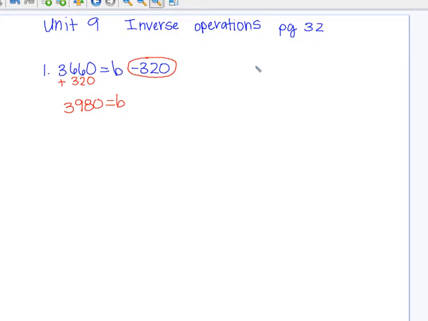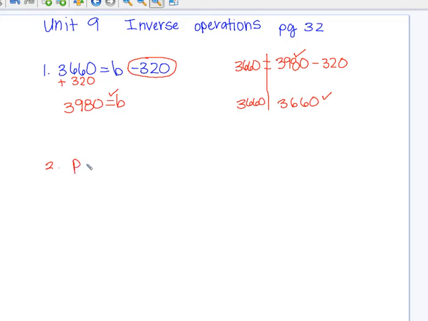Now, I'm going to go over here, like I was teaching the kids today, and we're going to check it. So if I took 3,980 and I subtract 320, does that give me 3,660? So basically, I'm asking, is that a solution or not? If I took this and subtracted, yes, it would give me 3,660. So yes, 3,980 is a solution. So check, it's a solution. It's right.